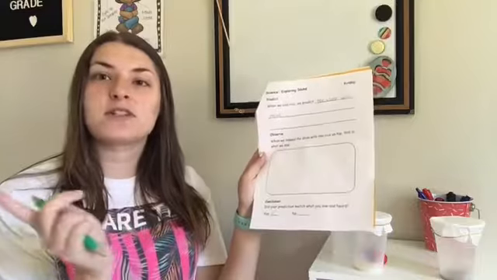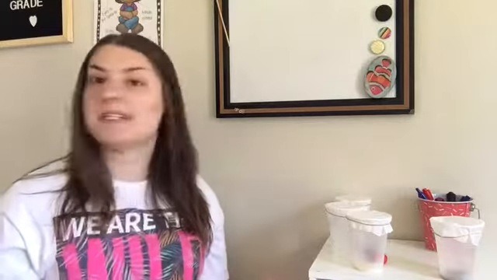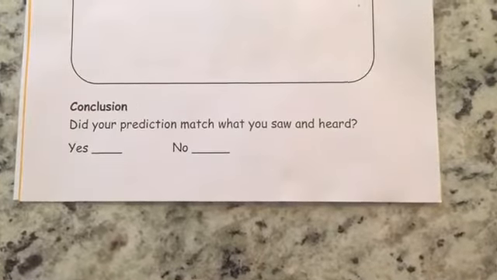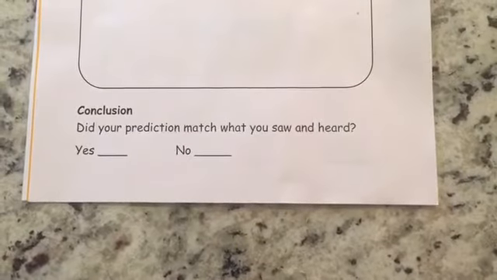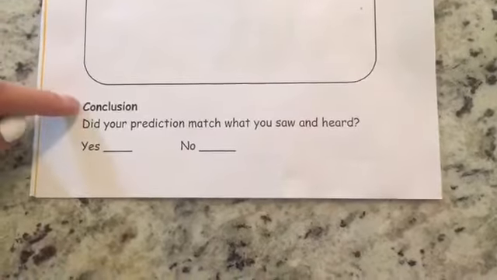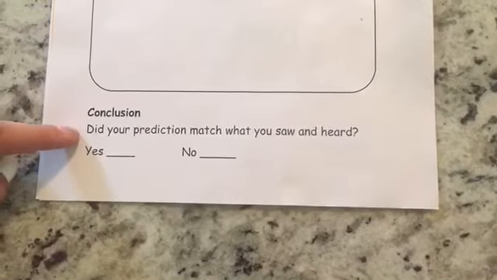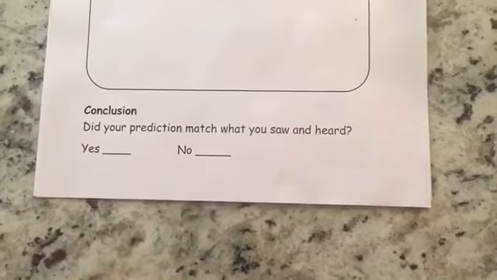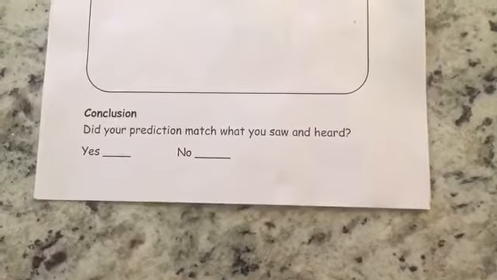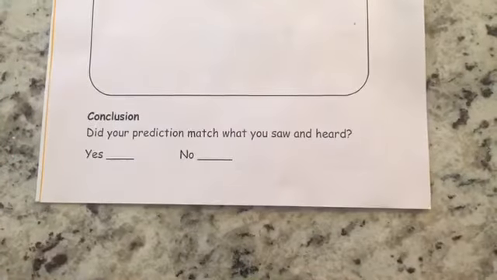Now, we're going to focus on writing our conclusion about what we saw. What exactly did we see that we noticed when it came to sound? All right, now this is the part for our conclusion. So we've kind of talked about what happened, talked about what pictures we might draw. In the conclusion, you're going to write, did your prediction match what you saw and heard? So there's two options, yes or no. So either way, it's going to be, yes, it matched my prediction, or no, it did not.